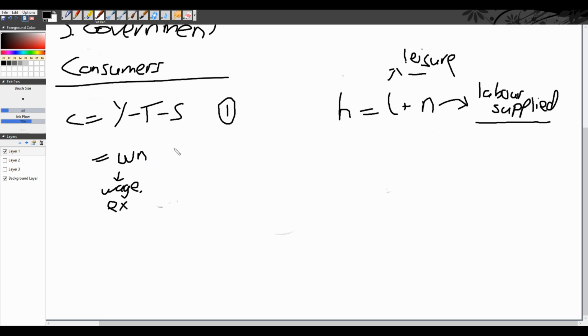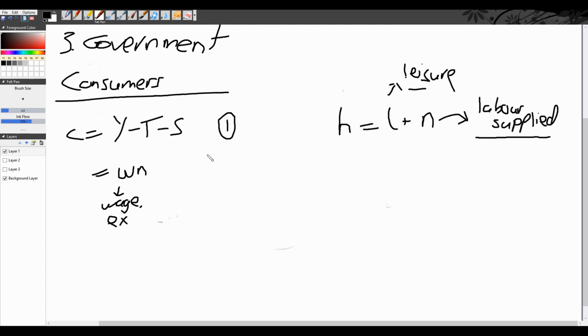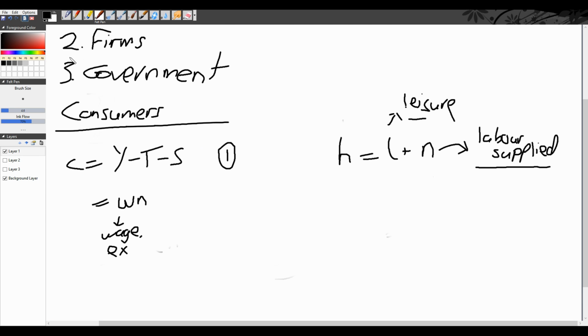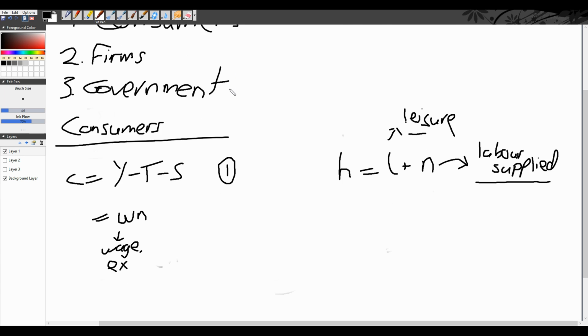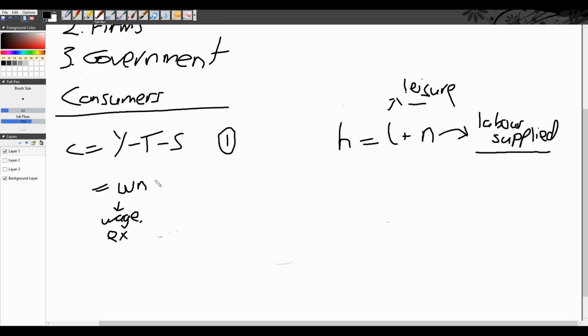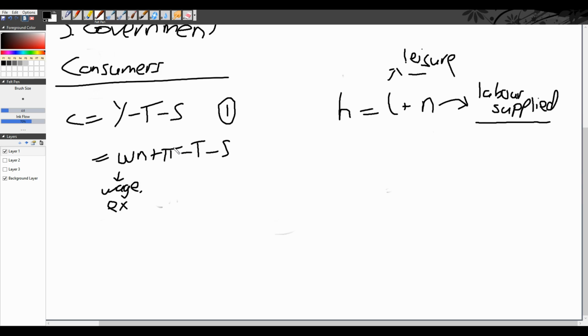Here it's N. Now we're going to add in pi, and pi is a dividend. I'll explain it more later on, but we make the assumption that firms are fully owned by our consumers, and all profits from the firms will go through to the consumers. As you've probably seen a million times before, we tend to denote profit with pi. So we're just going to add a little pi to indicate dividends. We still subtract taxation, we still subtract savings. That's the current period budget constraint.